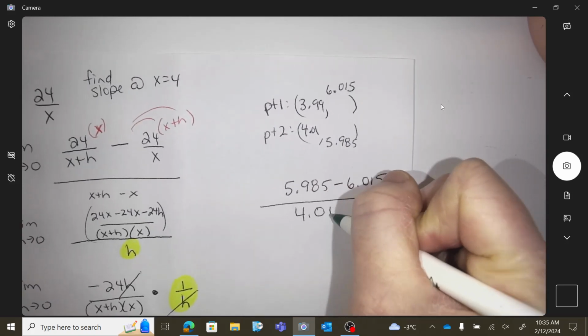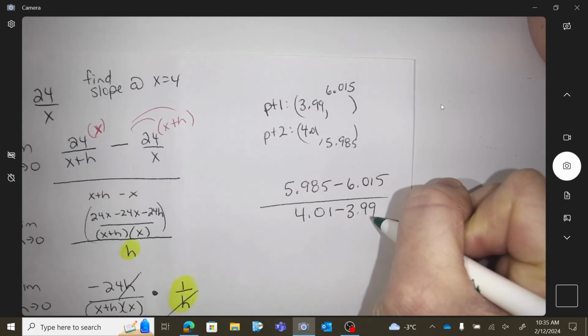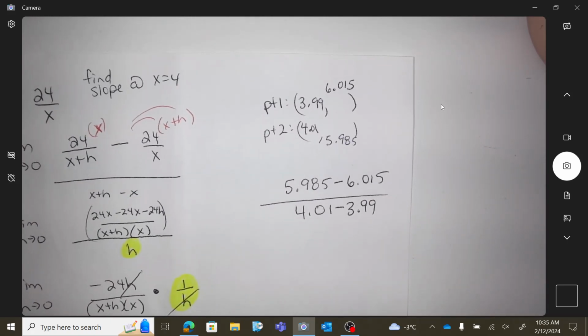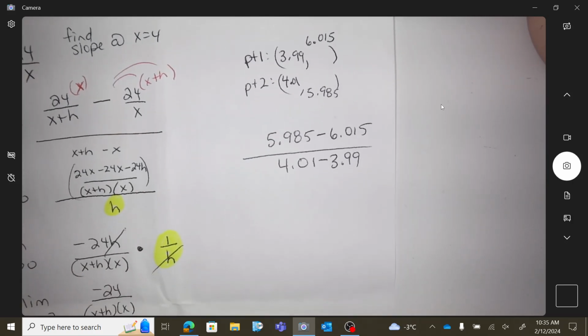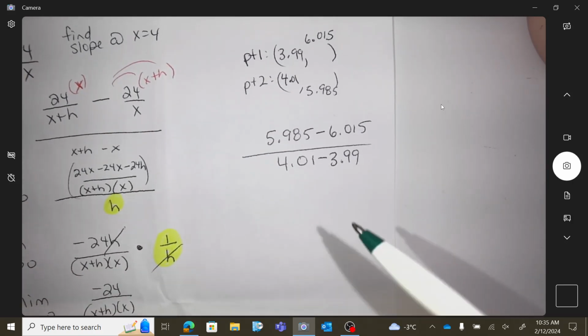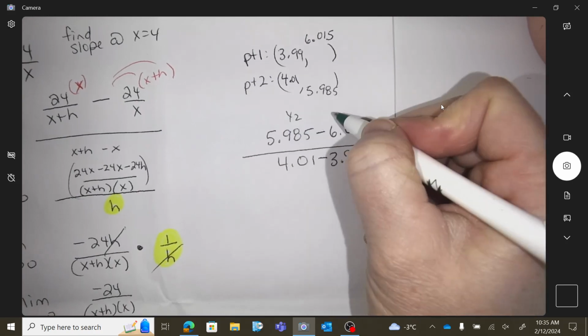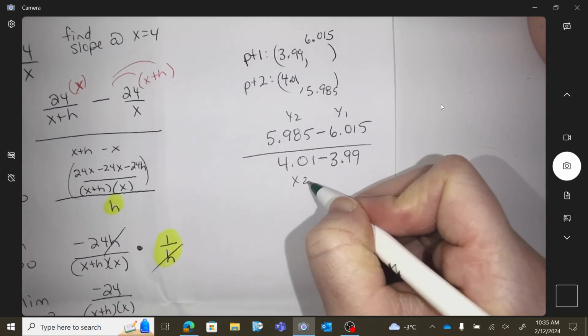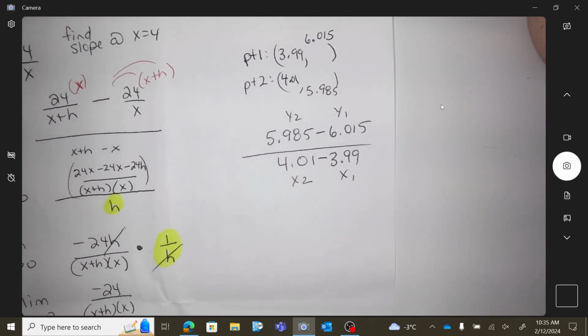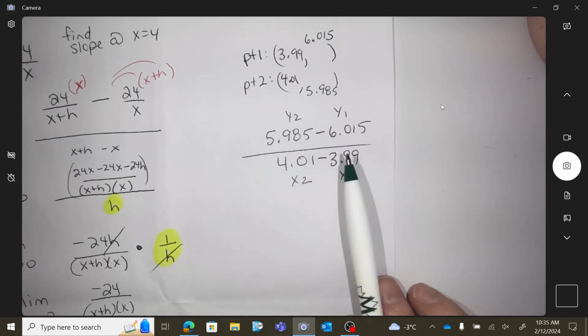Over x2 minus x1. It should come close to negative 1.5, right? Should be close to that, because we just figured that out. We knew exactly at 4 the slope was negative 1.5. So does that come close? So it's y2 minus y1 over x2 minus x1. Do you follow it? Formula or no?